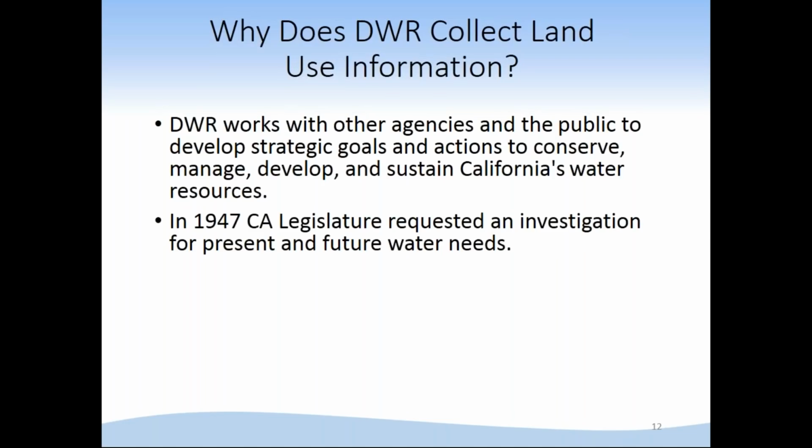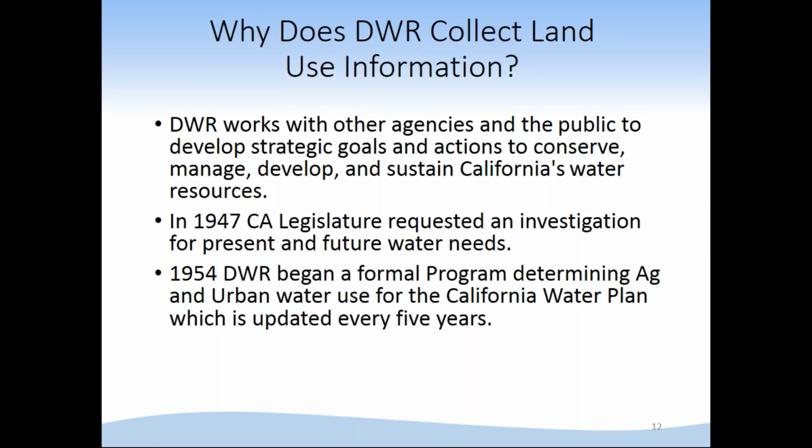In 1947, with California's economy booming from the post-war era, the legislature started requesting investigation for present and future water needs for the citizens of California. In 1954, the Department of Water Resources began a formal program to determine agricultural as well as urban water use, and we incorporated that into the California Water Plan, which is updated every 5 years. Currently, DWR is working on update 2018.